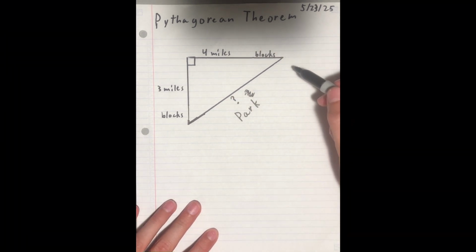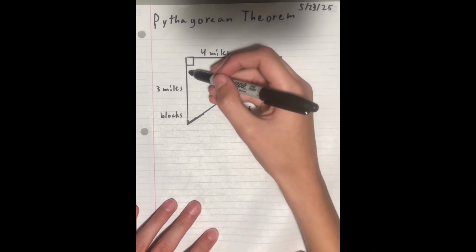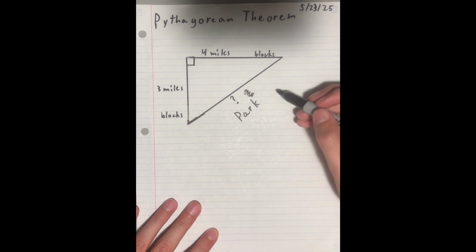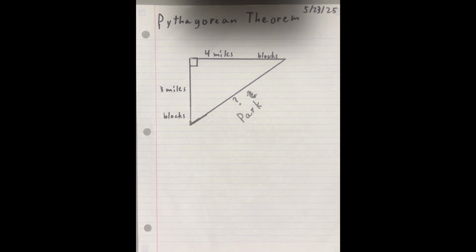You knew if you were going to bike around the blocks, you would have to travel 3 miles north and 4 miles east, but you didn't know how long the line through the park would take. Pause and think, how long is the park path? I will give you a few moments to try and figure this out. Feel free to pause.